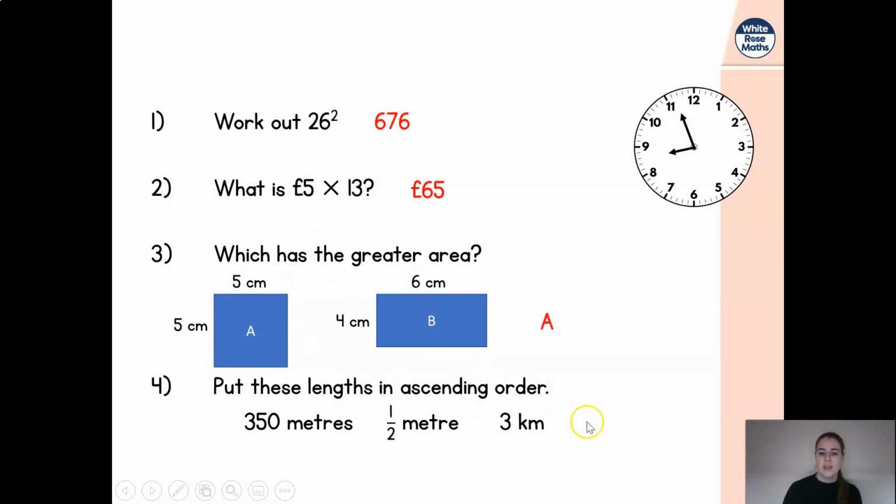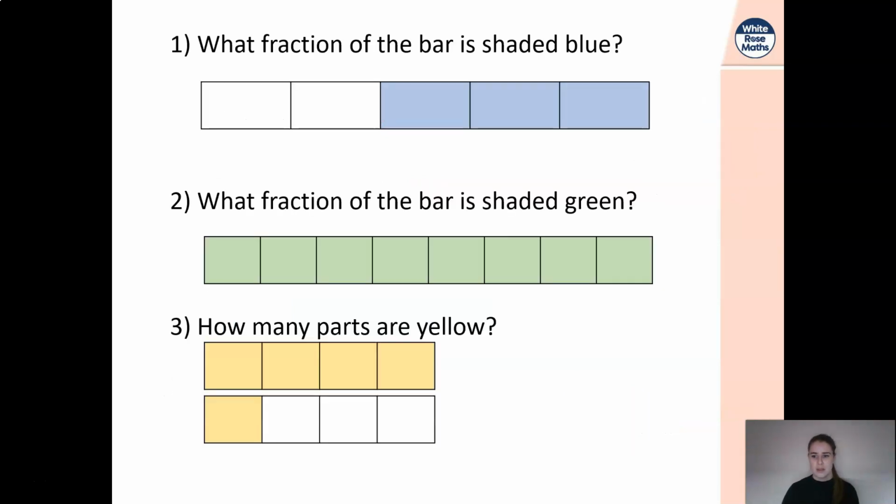Put these lengths in ascending order. Okay, so ascending means that we're starting from the smallest going up to the biggest. So we have half a metre, 350 metres and 3 kilometres. Now, if you had a go at the clock, we can see that it's 56 minutes past 8. So we're coming up to 4 minutes to 9. So it would be 8:56 or 20:56 if you're doing the 24-hour clock. Well done if you've got those all correct. If you've made a mistake on any of them, go back and double check where you made your mistake.